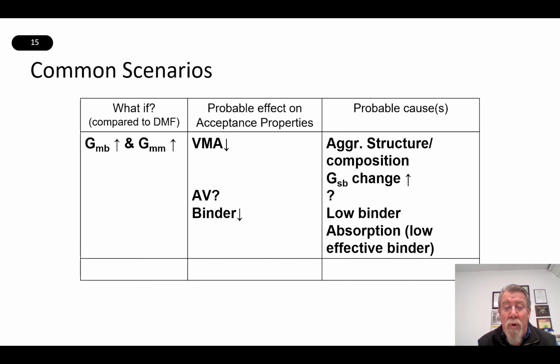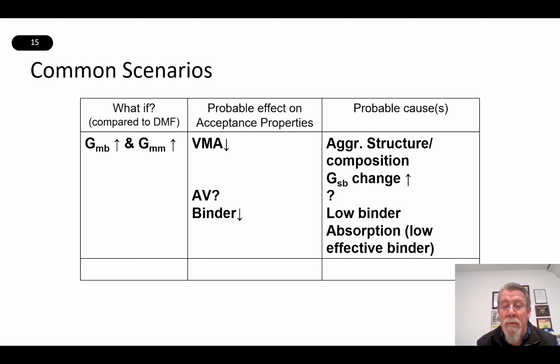Binder probably will go down. Usually when you have higher GMM values, most likely you have lower binder contents. Could be actual binder or could be effective binder.